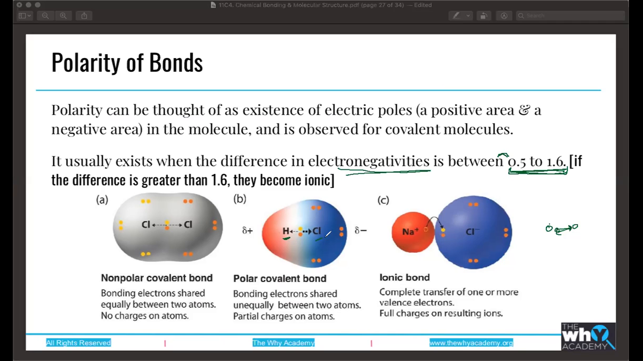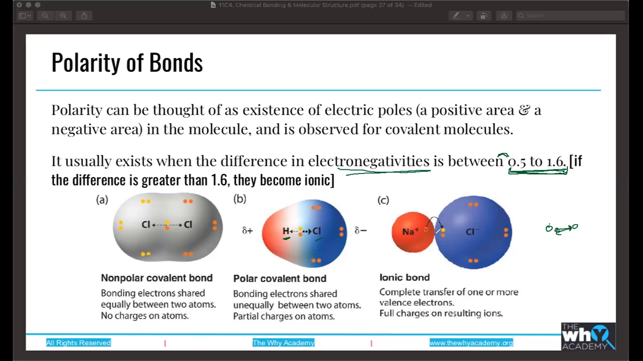So it's like a clear separation of the charges. You can see here what a polar covalent bond looks like. You have a partial positive charge and a partial negative charge, because the electrons are drifting more towards chlorine, because its electronegativity is bigger. And if the difference is greater than 1.6, like if the electronegativity difference is too much, it means that one of the atoms is way more electronegative than the other. So when the difference is too much, the bond is practically an ionic bond.